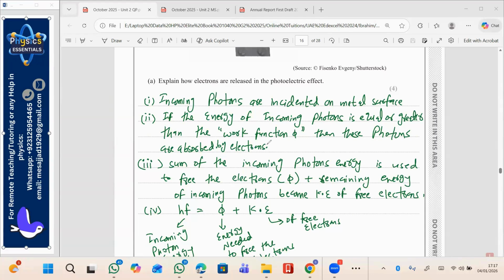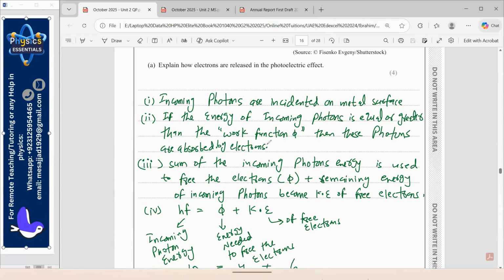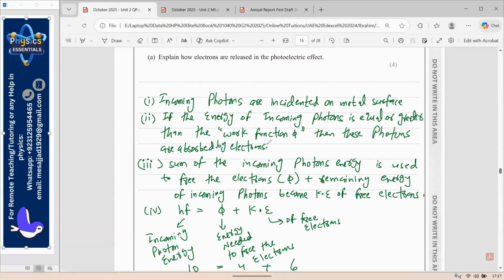Some of the incoming energy of the photons will become kinetic energy, and some of it will be used to free them up from the prison. Because inside they are like in prison. So some of the energy will be used to free them up, and that will be called the work function. And the remaining amount of the incoming photon energy will be transferred to the electron as kinetic energy, like an additional amount of energy. That all happens according to the photoelectric effect equation, which is hf equals phi plus KE.